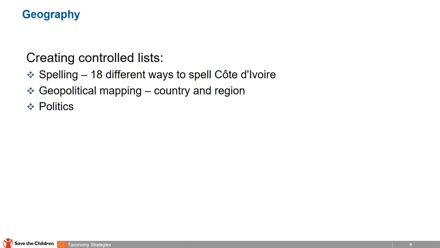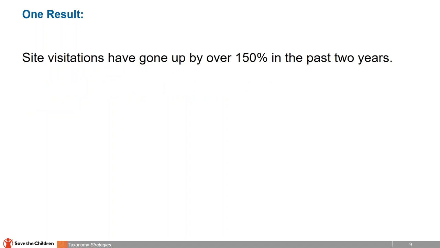Examples of the kinds of problems that she encountered were 18 different ways to spell Ivory Coast or Cote d'Ivoire, and issues about deciding what should be a country and what's a region. And that may seem like a small thing, but it's a big deal in this international organization. It's something that we had to do some work on as well. And also making distinctions between countries as locations, and countries as political jurisdictions.